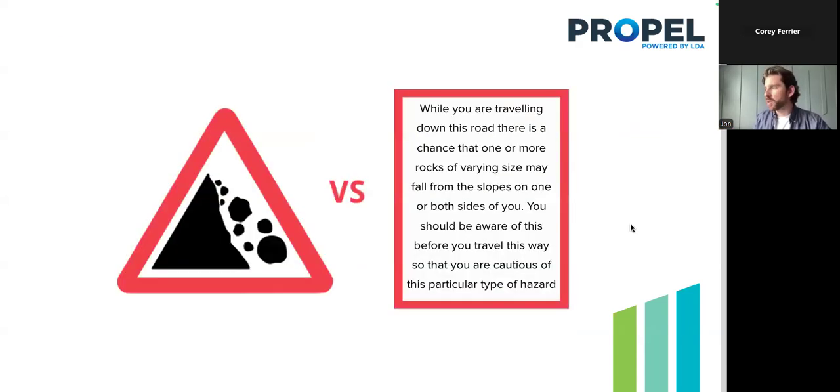Now, if we take the visual example and step outside of insurance for just a second, I always like to use this analogy. If you're driving down the road and you have the option of viewing one of these two signs, either the one on the left or the one on the right, which one do you feel conveys the message better and more effectively?